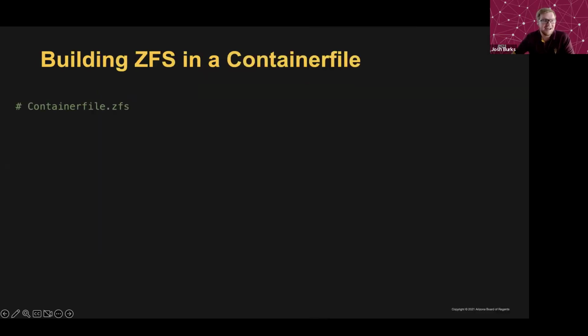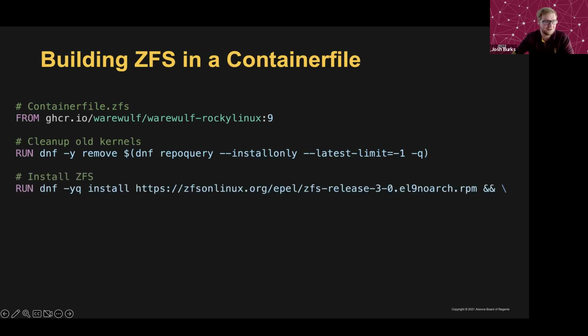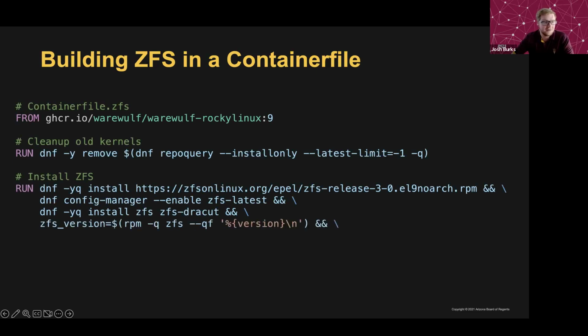I've mentioned that ZFS is not in the Linux kernel, so you do have to install it and build the kernel modules for it. It's not too hard to do in a container file. I have a bit of an example here of doing this in Rocky Linux 9. As long as we clean up our old kernels first, this is pretty simple to do. We'll just grab the latest ZFS repository package, enable the latest, and install ZFS and the ZFS Dracut package so we can work with ZFS inside of Dracut.